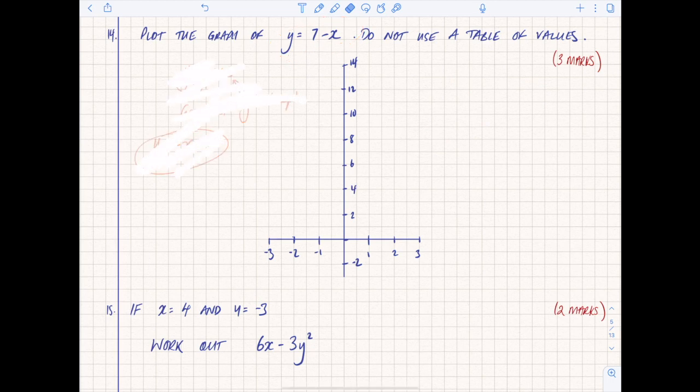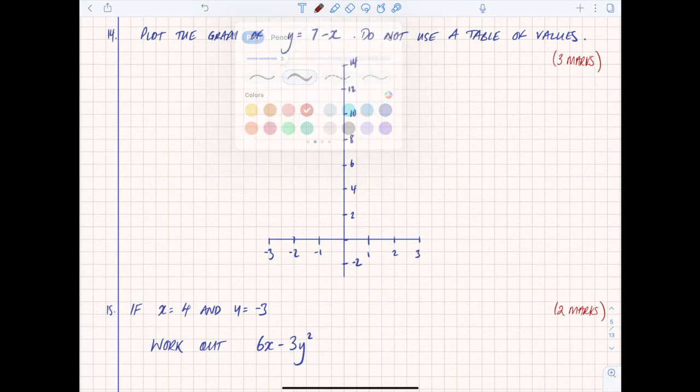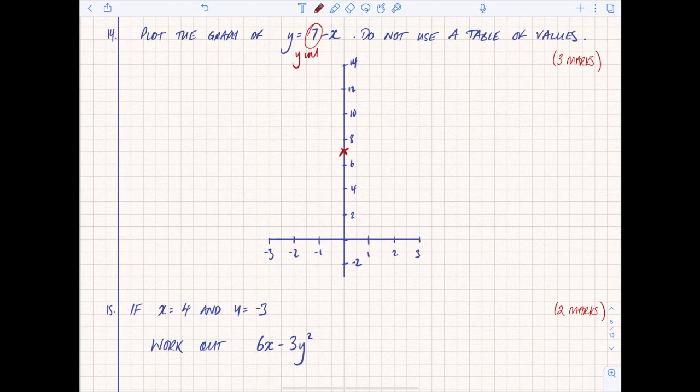So let's get rid of all of that. We know that the y-intercept in this question is 7. So on my y-axis, I go to 7 and I put a cross. That's your y-intercept. It's where it crosses the y-axis. That's your y, that's your x. So the first thing I do is put a cross at 7. My gradient is minus x, which means it's minus 1. So this bit here is your gradient.